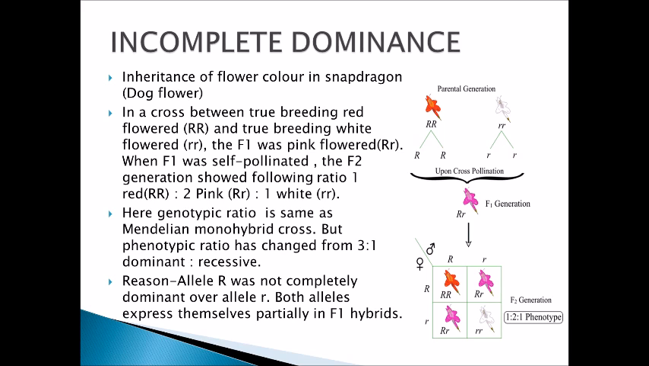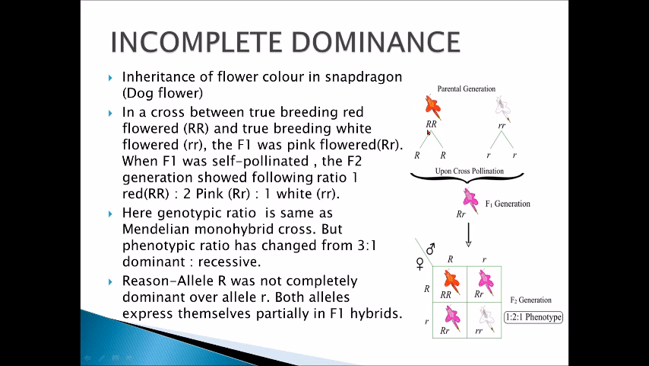Here, the cross is done between a true breeding red flowered plant and a true breeding white flowered plant. Here you can see the parental generation: the true breeding red flowered plant is shown by genotype capital RR, and the white flowered plant is shown by small rr. This will be recessive. This is P, the parental generation.